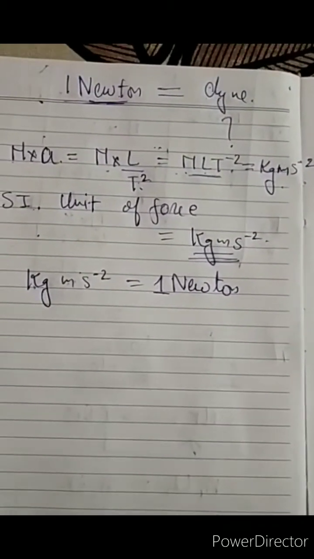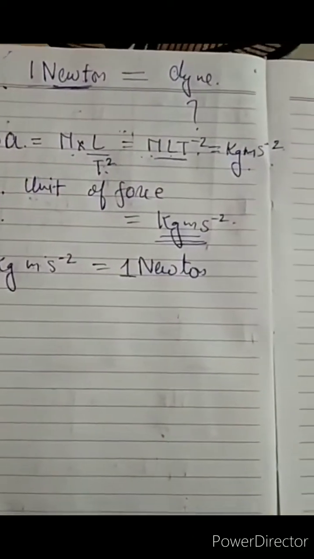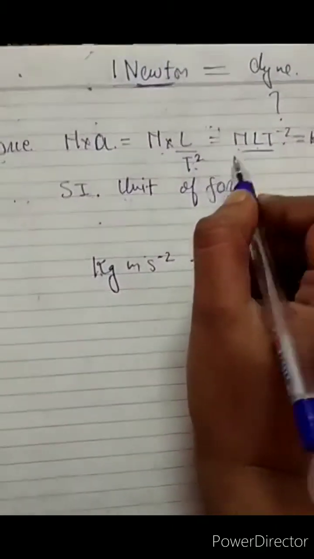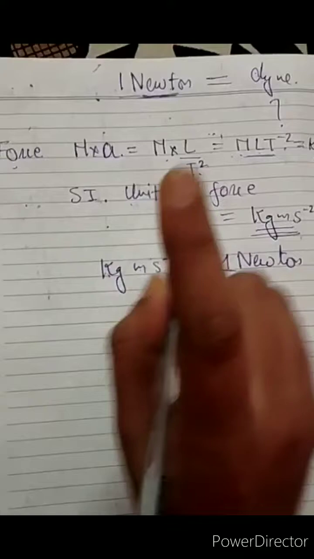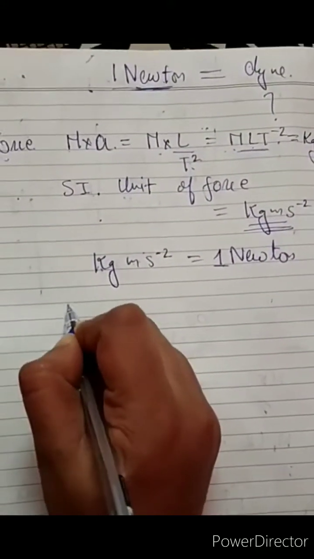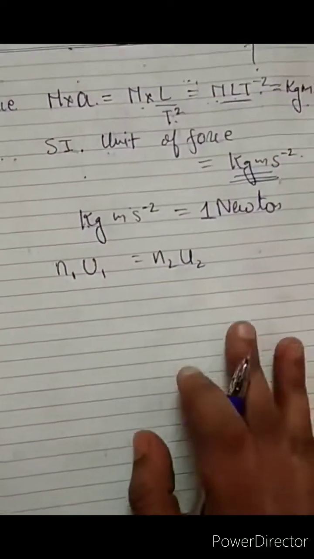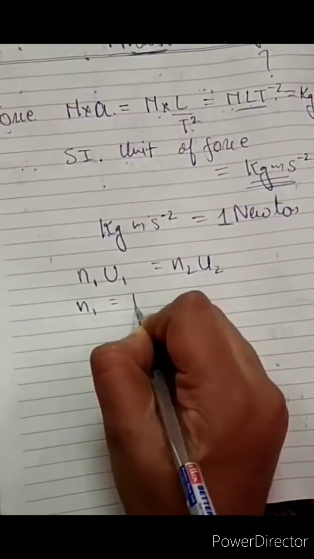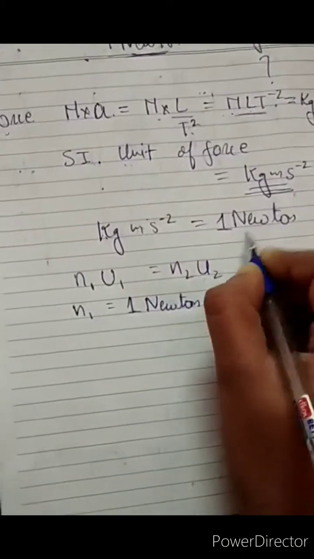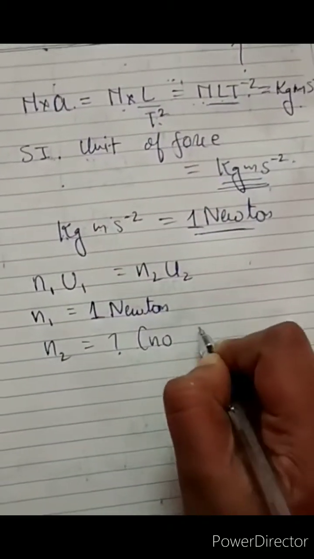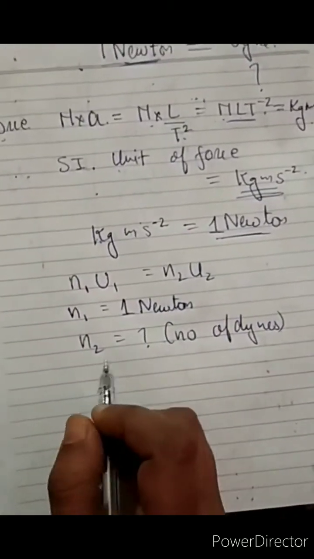So I want to convert 1 Newton into dyne. Now this is the SI system we have. In the MKS system, what was our formula? Our formula was N1U1 = N2U2. In the starting I'm going in detail, and later on we'll skip these steps. So what is N1 here? N1 is equal to 1 Newton. What is N2? I don't know, because I don't know the number of dynes. N2 is the number of dynes.